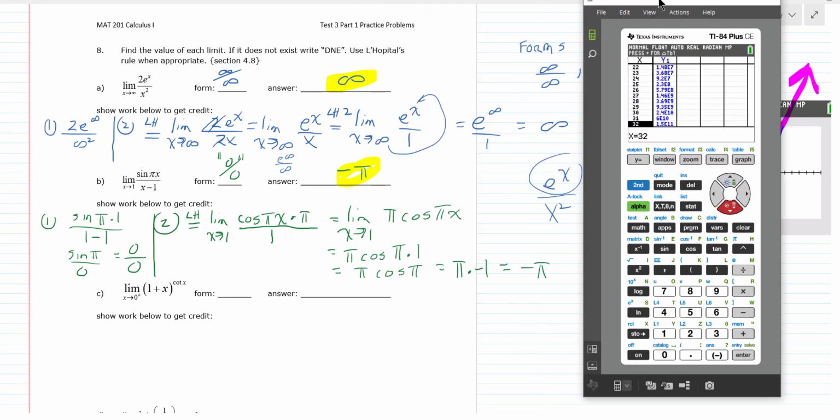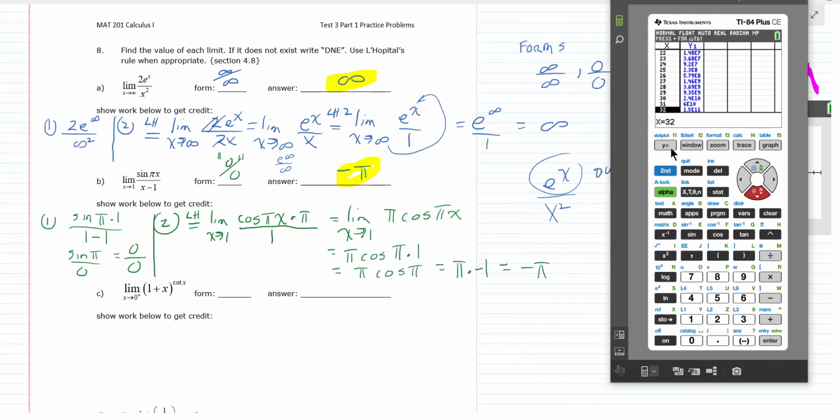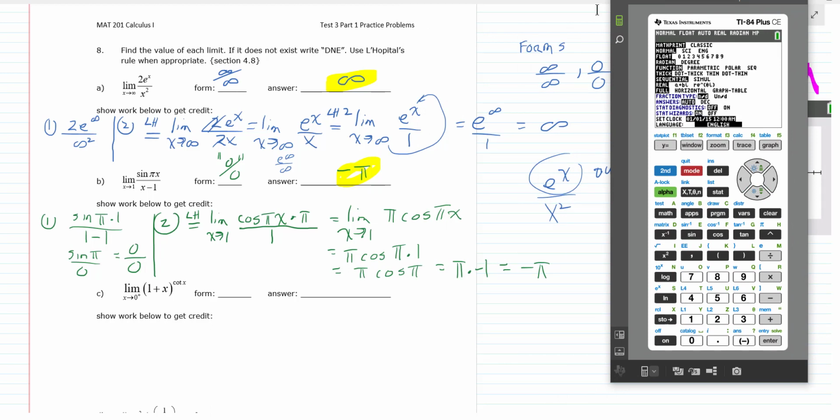If you're doing a trig function, it's important to make sure that you're in Radian mode. So you press your mode button, and we're in Radian mode. The original function has to be put in like this. The numerator is sine pi x, divided by, make sure you put this in parentheses, x minus 1.